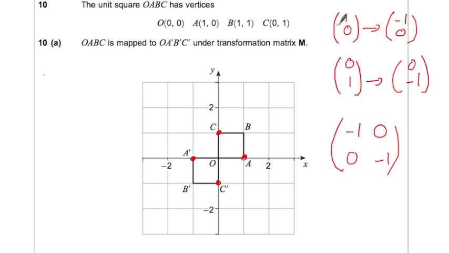So just remember, this is kind of a foolproof way of doing it, but I don't really like it because you don't really understand what's going on. So just think about, where does 1, 0 go, where does 0, 1 go, and put them together in one matrix. Anything where you're transforming a unit square, that's what you do.